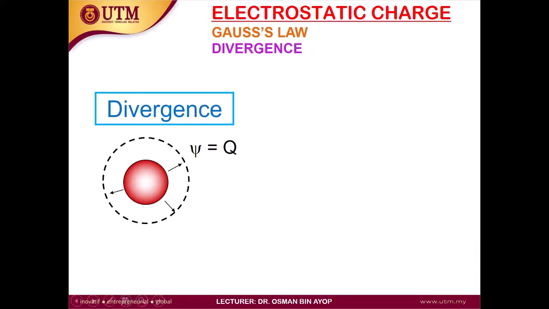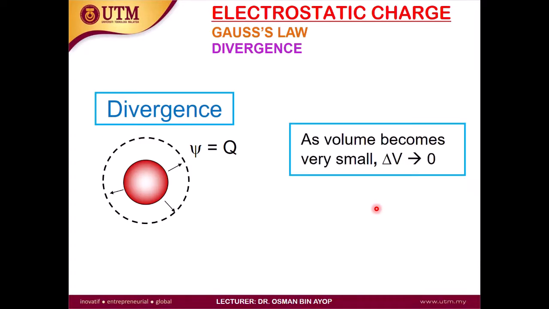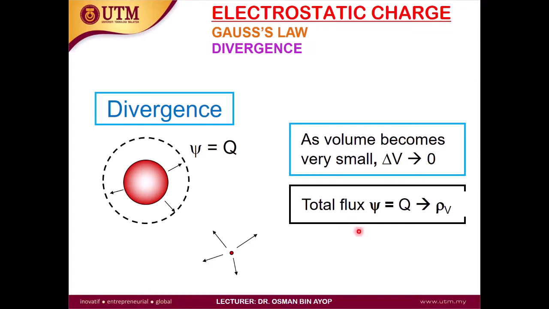Now we go to the concept of divergence. Like mentioned earlier, our electric flux is equal to Q. Let's say we have a charge system and then we have the electric flux transferred to an imaginary surface. Imagine the volume of the charge system becomes very small, where the delta V is approaching 0. So it becomes like that. So here the total flux is equal to Q and the value is approaching rho V, the charge density.